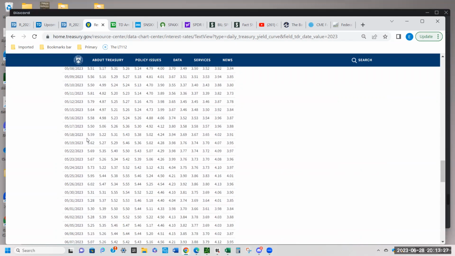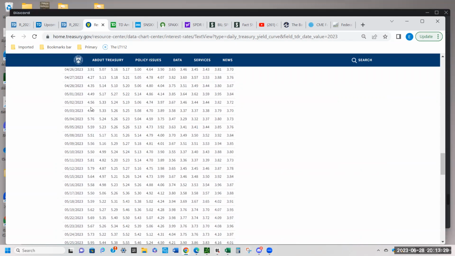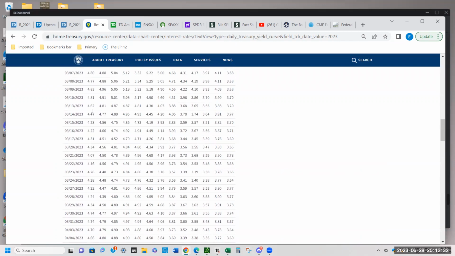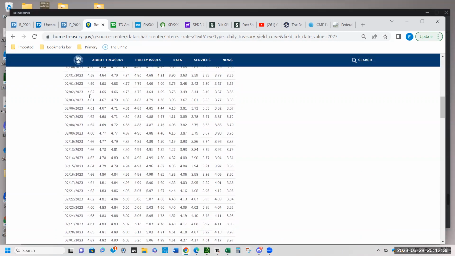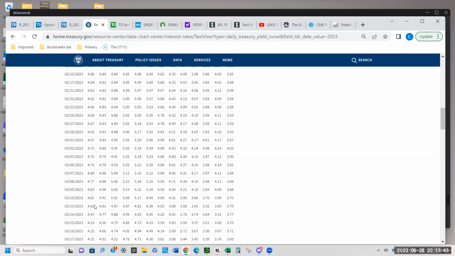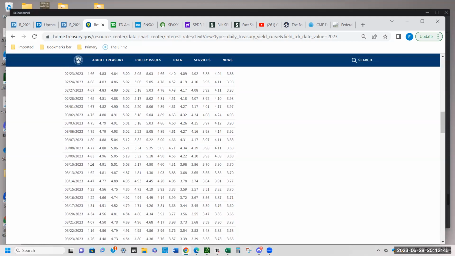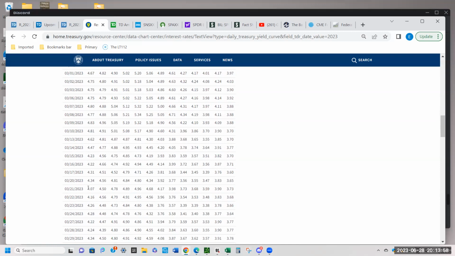So this, let me show you this. So this is rates leading into the Silicon Valley Bank blow up. So rates were kind of trending higher and higher, and then all of a sudden, boom, they start dropping and dropping and dropping. So they go from 4.83 on March 9th down to 4% on March 21st. That's a pretty good big cut.